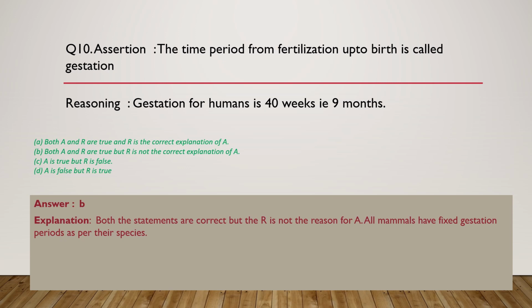Gestation happens so that the different structures and organs and the body parts, they get formed when the baby is inside the mother's womb.